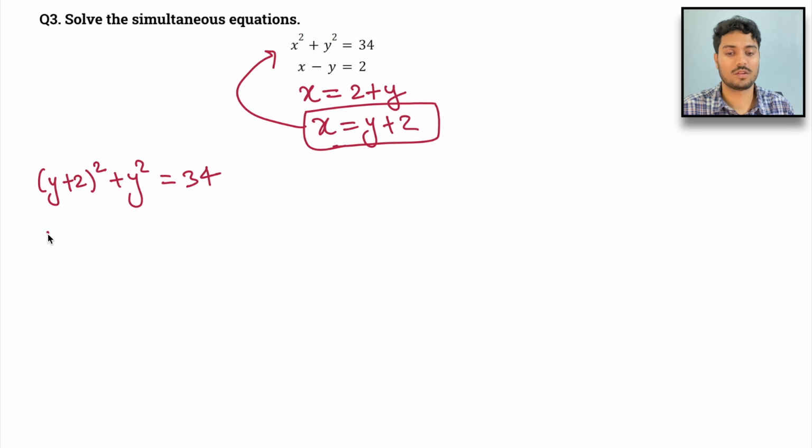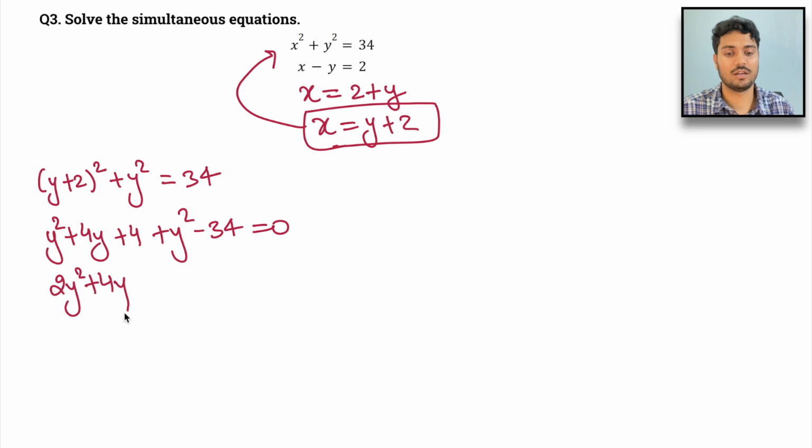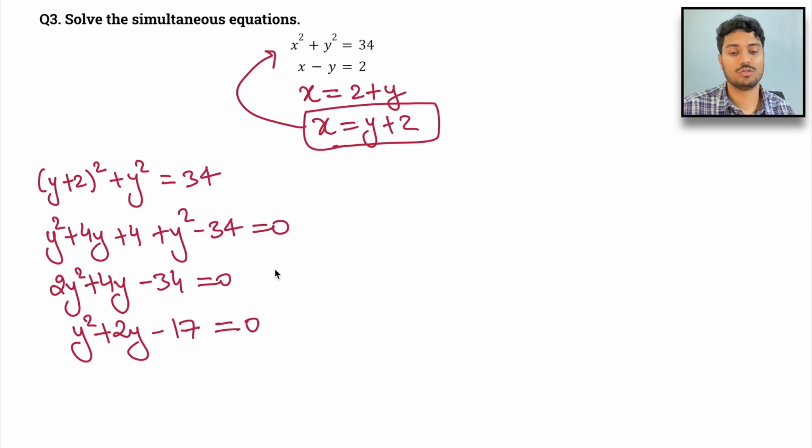So we have y square plus 4y plus 4 plus y square minus 34 equals to 0. So y square plus y square is going to be 2y square plus 4y minus 30 equals to 0. Let's try to check this now. Divide the whole equation in LHS and RHS by 2 because each term has a common factor 2. We will get y square plus 2y minus 17 equals to 0. Now with 17, we cannot find those two factors, so this time we have to use quadratic formula method. So for which, let's try to find the value of y.